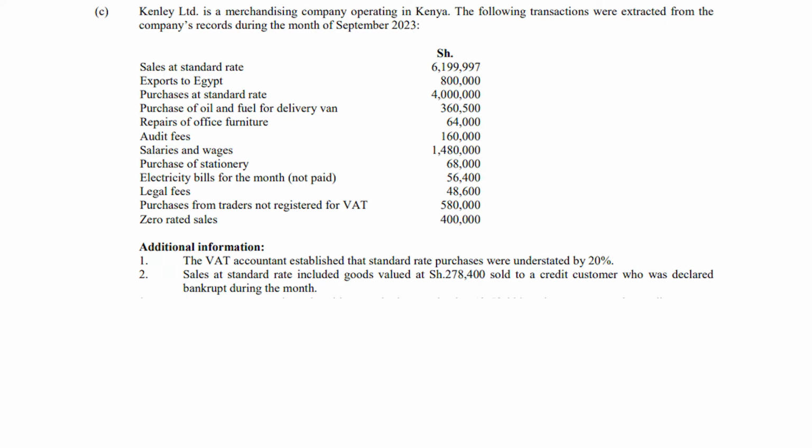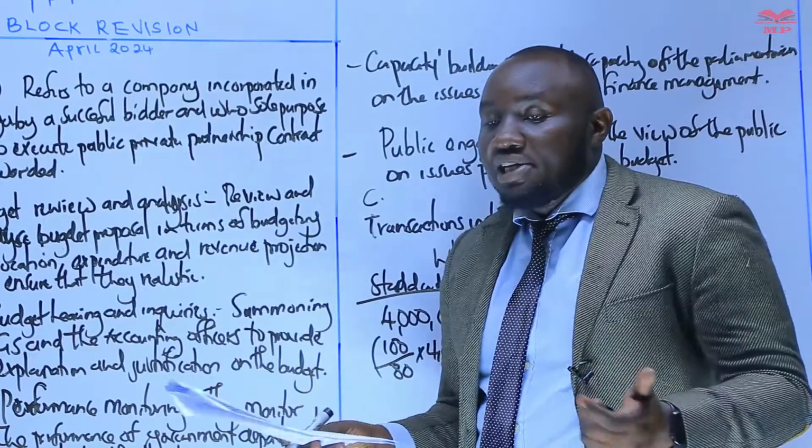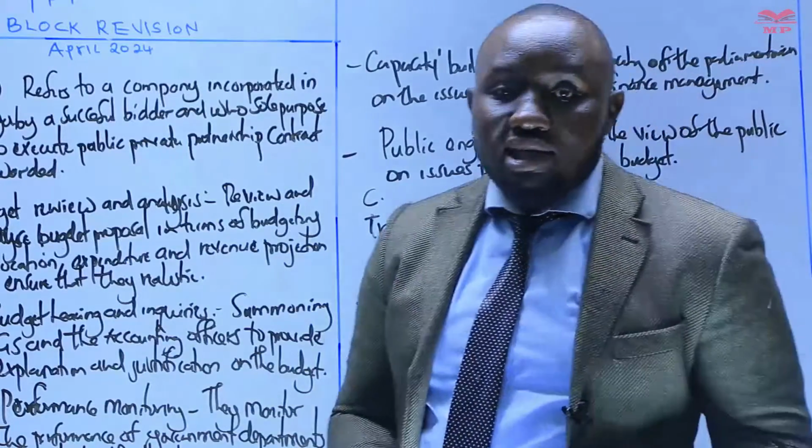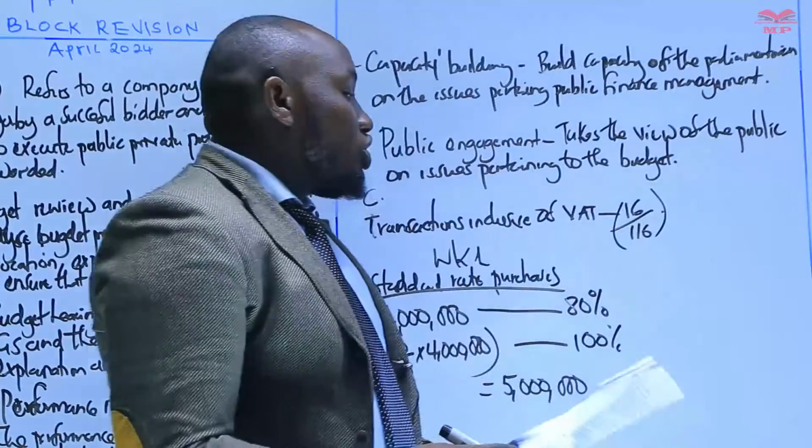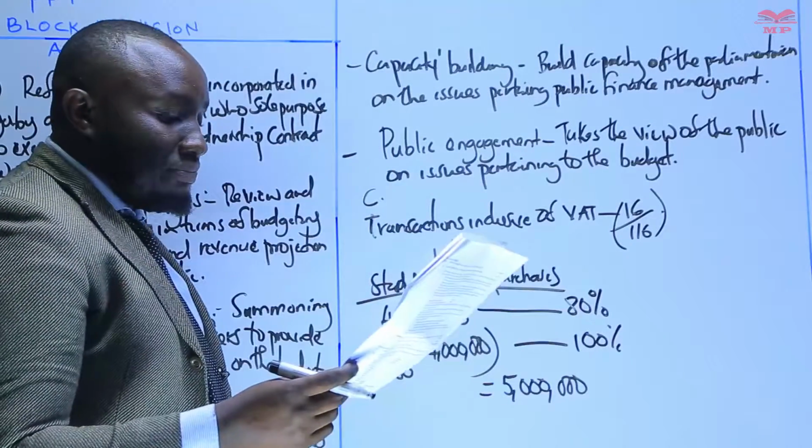Then we are being told that the sales at standard rate include goods valued at 278,400 sold to a credit customer who was declared bankrupt during the month. When a person is declared bankrupt during the month, the most prudent thing is that you are not immediately going to claim what you call bad debt relief, meaning that we are going to less the VAT on that.